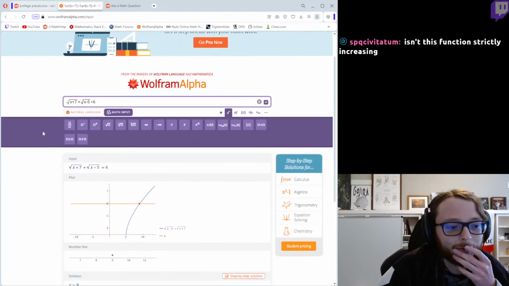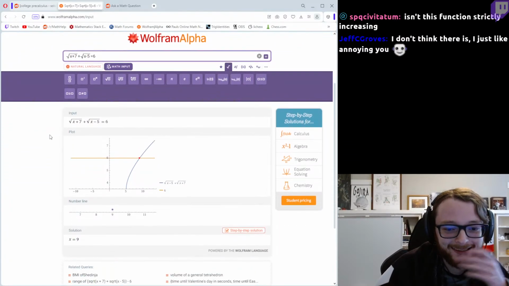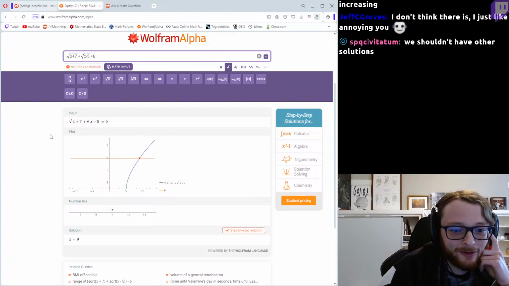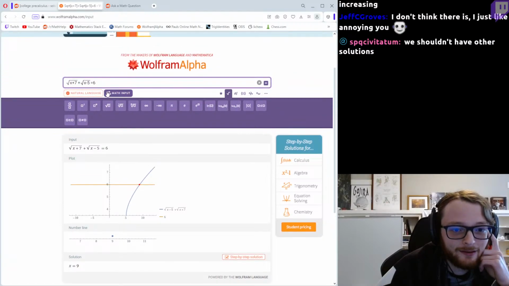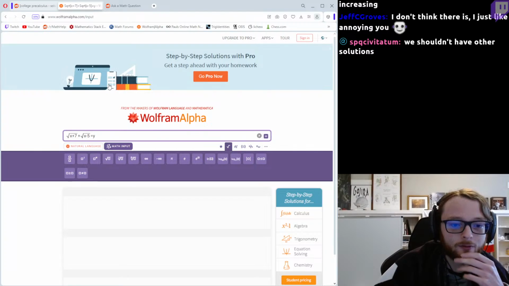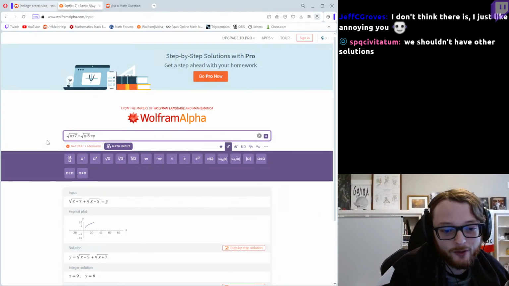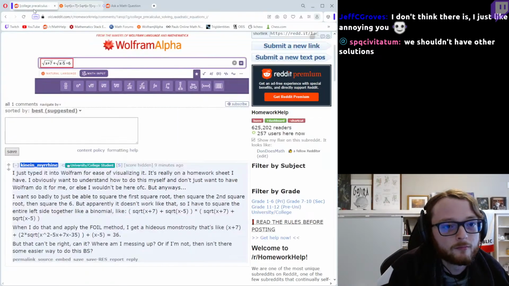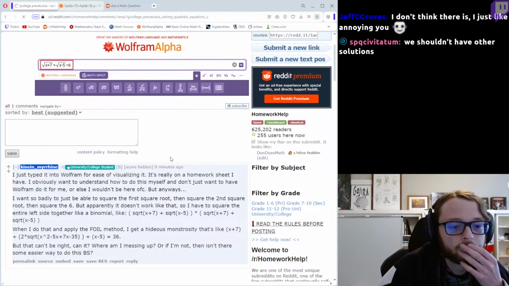Oh, that's a nice way of thinking about it. Assuming it is strictly increasing. I guess it would be strictly increasing, like root x is strictly increasing. This is a combination of root x's. So yeah, okay. I like that.